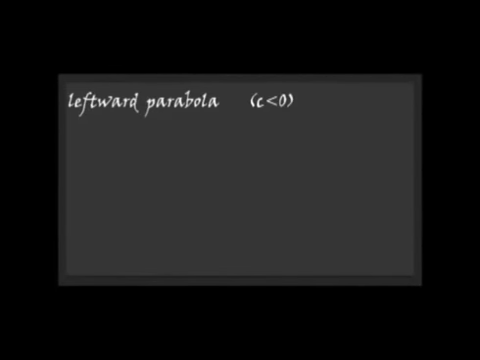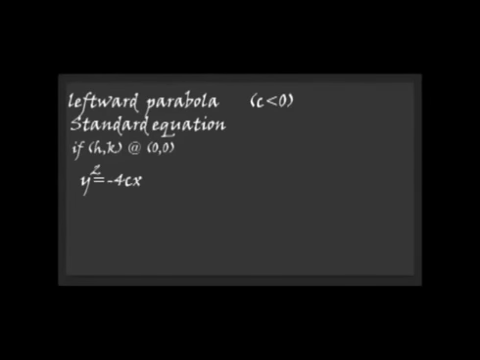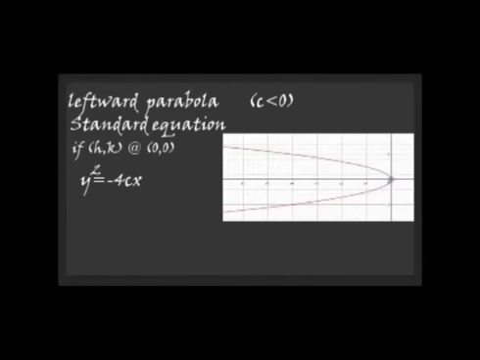Okay, next is leftward parabola. The only difference between rightward and leftward is that c is less than 0, making c negative, so the equation is y squared is equal to -4cx, and as always, to prove it just graph it. -4c is from the vertex to the focus, and the 2 points being dropped is the latus rectum.